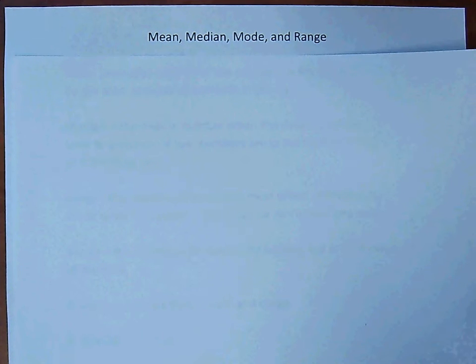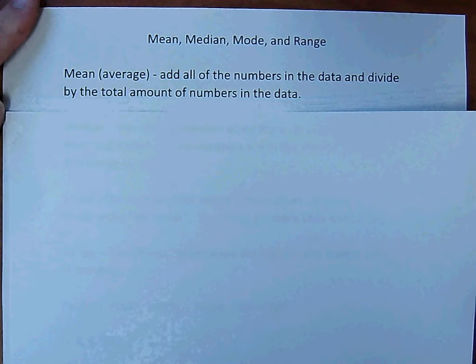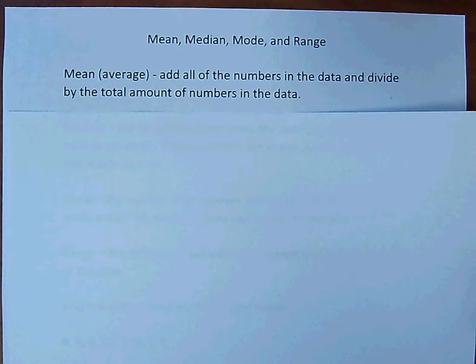Mean, median, mode, and range. To find the mean, which is also called the average, you add all the numbers in the data and divide by the total amount of numbers in the data.